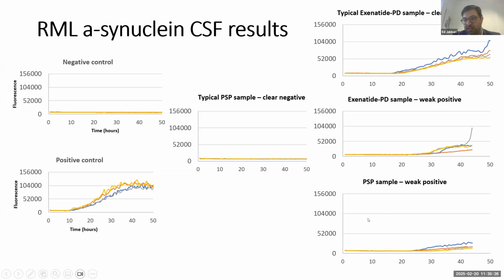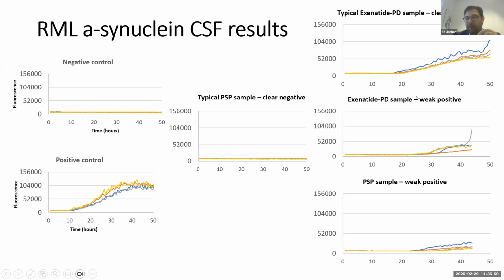And then there was this really interesting subgroup. So look at these on the far right-hand side, the middle plot and the plot at the bottom right-hand corner. We found these results in a small subset of both Parkinson's disease and PSP samples. And this is telling us that it is positive, but it's positive with a very different profile to the unequivocally positive result in the top right-hand corner. And we refer to these weakly positive samples as having low and slow kinetics.